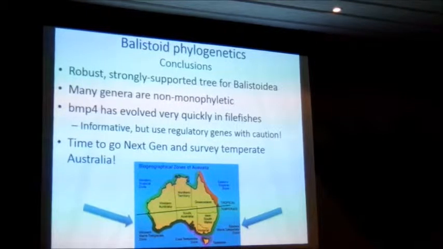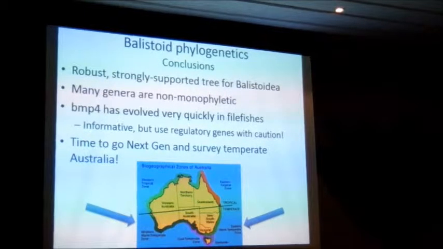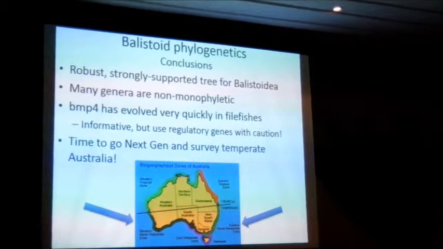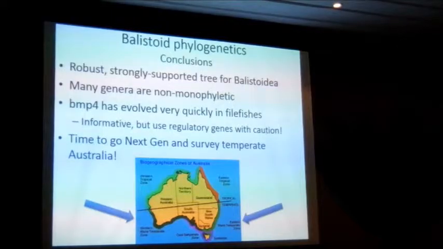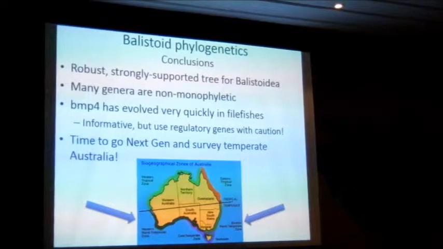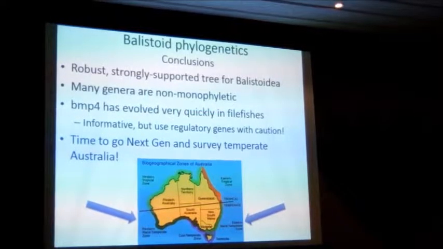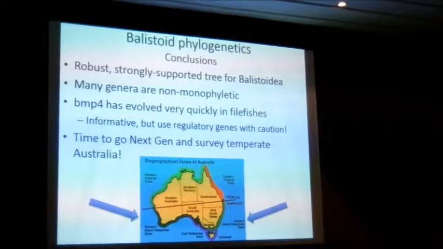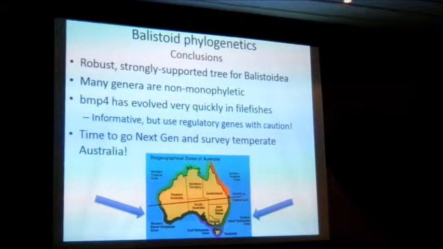So to sum this up, we got a pretty good tree for Balistoidea. We did find several genera that were non-monophyletic that will eventually be in need of taxonomic revisions. BMP4 evolved particularly quickly in filefishes. It does have phylogenetic utility. It did contribute pretty significantly to our structure. However, you have to use it with a grain of salt, because we did run into some long branch attraction issues when we looked at a broader taxonomic sampling.